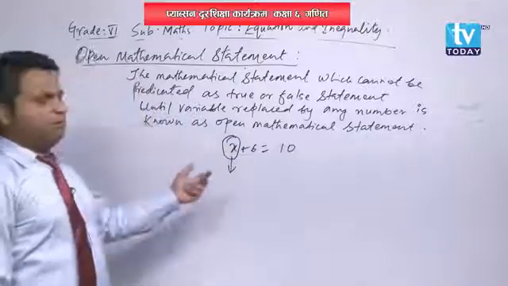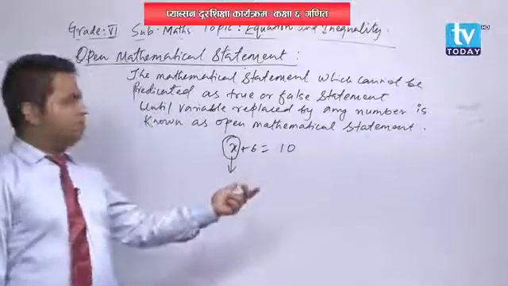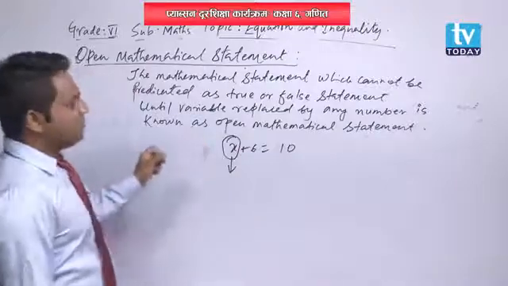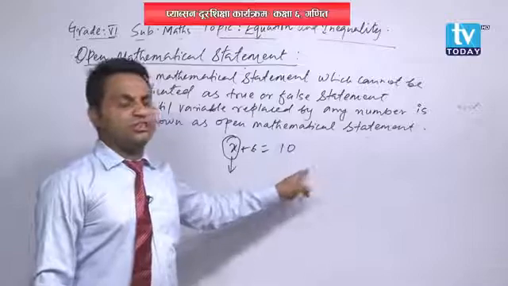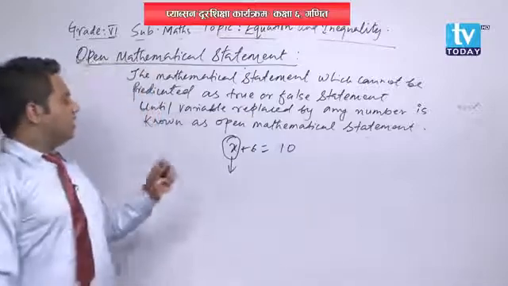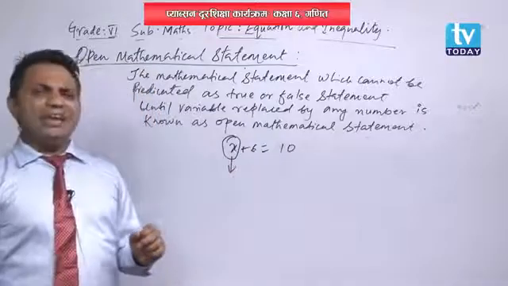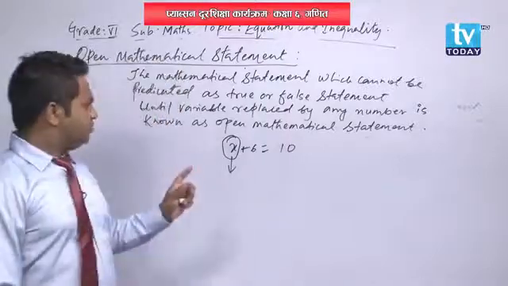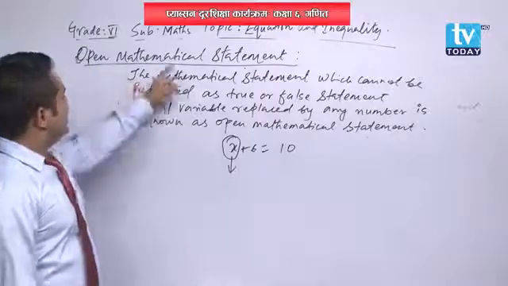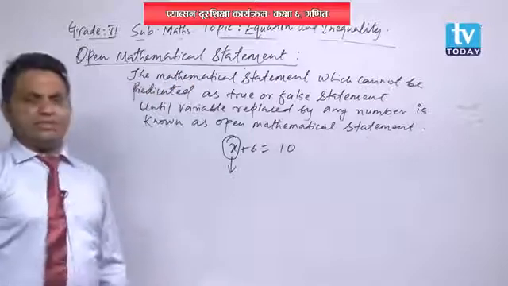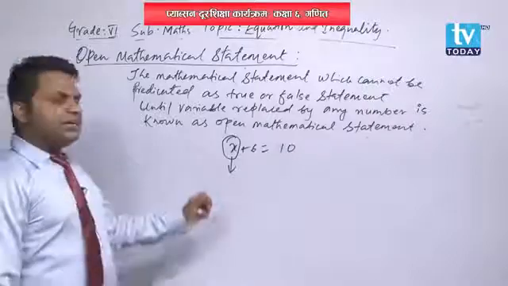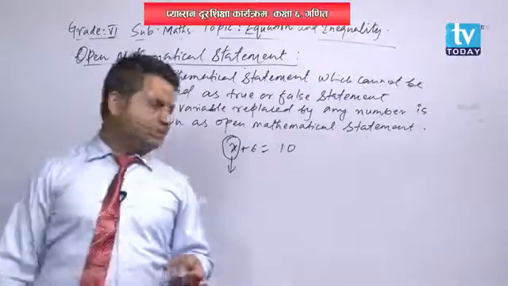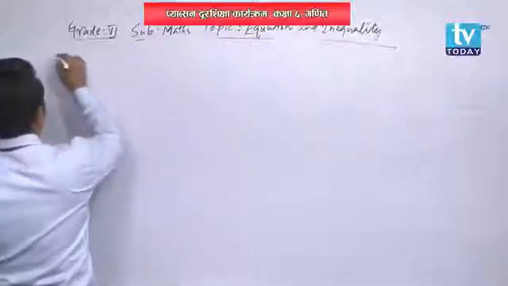It may be 1, it may be 2, it may be -1, it may be -2. We don't know, so we cannot predict whether it is a true statement or a false statement until we replace the value of the variable by some number. Is that clear? Understood? So this is known as an open mathematical statement. We have to replace the value of the variable by some number. All right. Okay. Question.